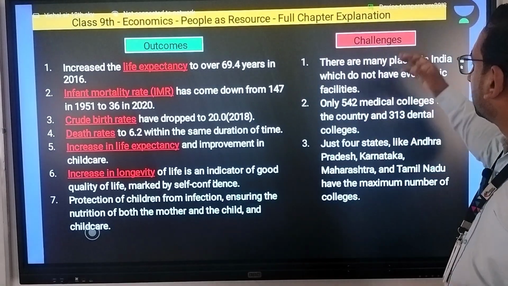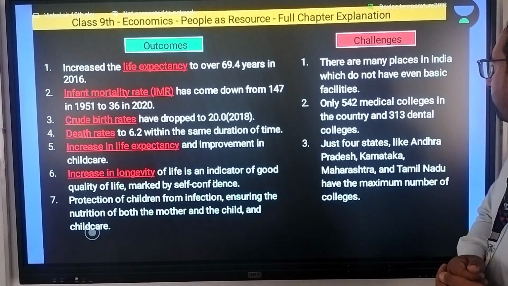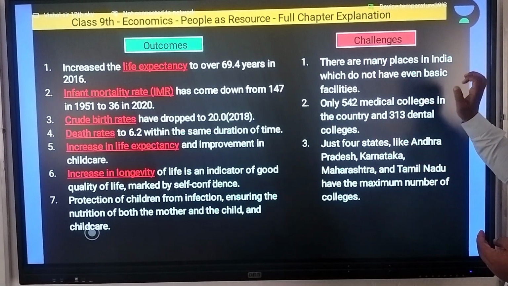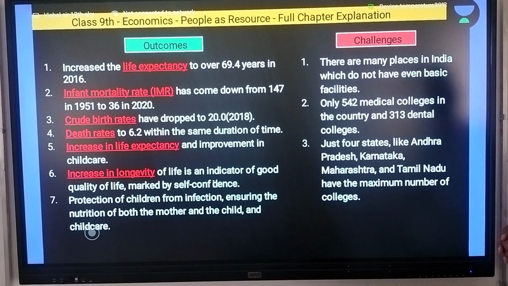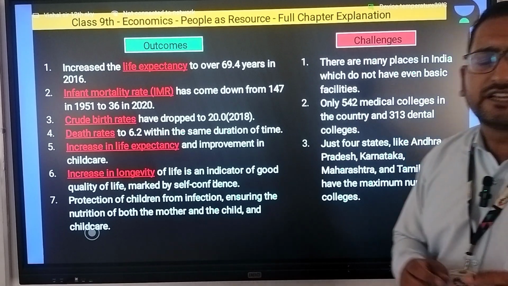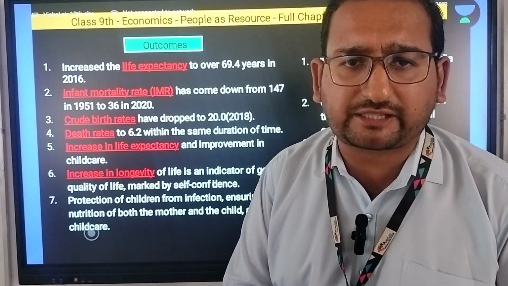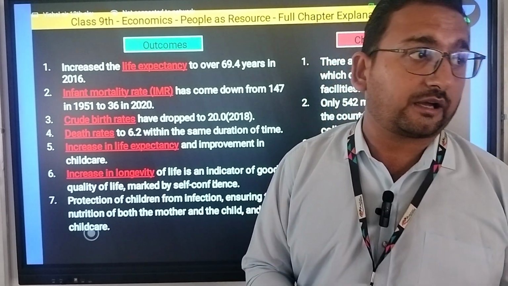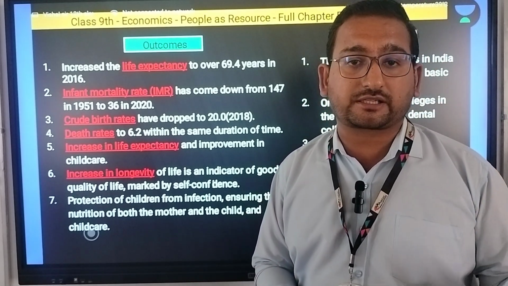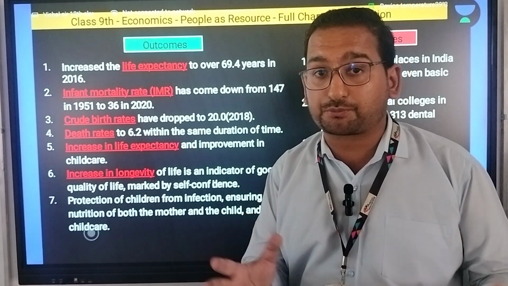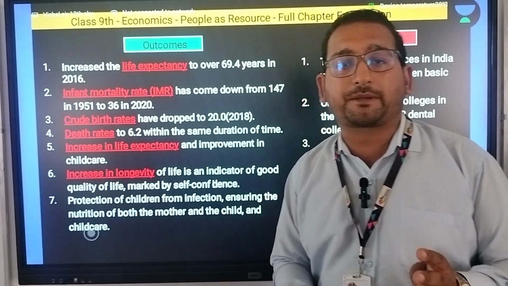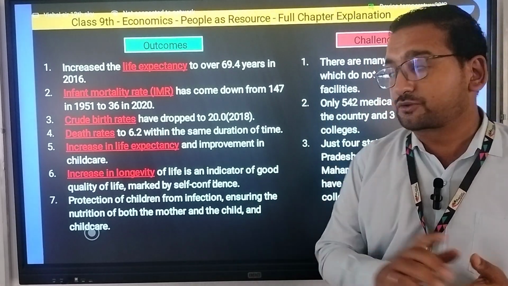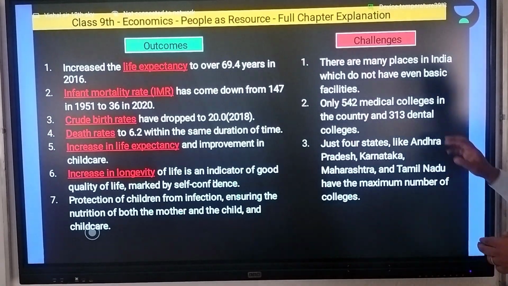Okay. Now the challenges we are facing: there are many places in India which do not have even basic facilities. In rural areas, many areas don't have any government hospitals. So the expenses and charges in private hospitals are much higher, which poor people can't afford. So there is a need for government hospitals.